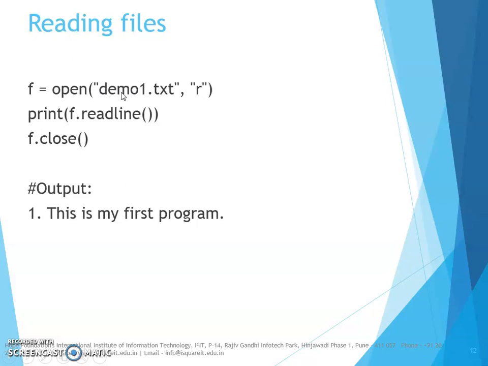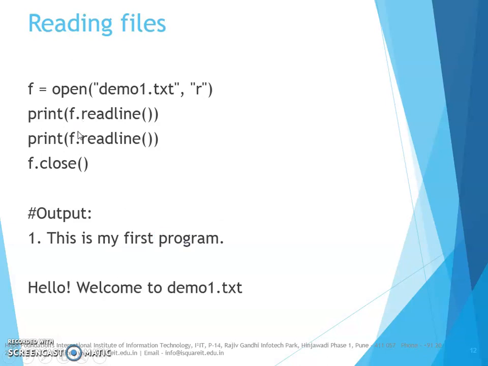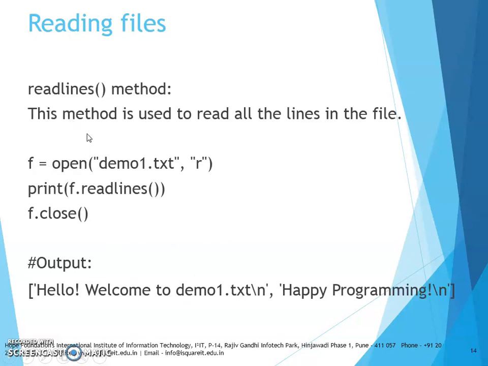So we want to open the same file, that is demo1.txt, but we want to print only by using the f.readline method. So only the first line will be printed. Now if we print this 2 times, print f.readline and again call this method as print f.readline, the first readline method will give us the first line, and the second f.readline will give us the second line from our file. Now the readline method gives us only one single line.